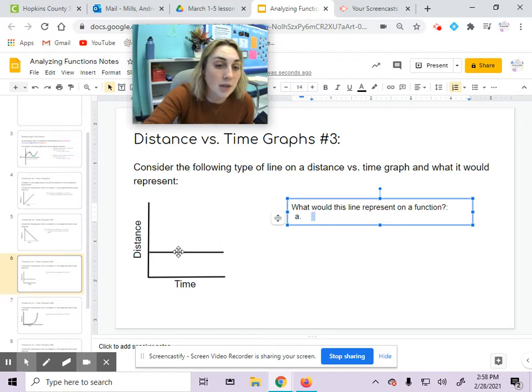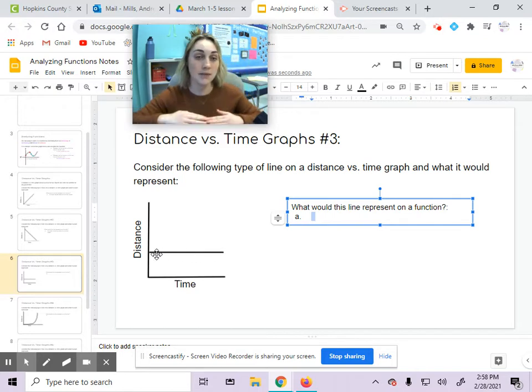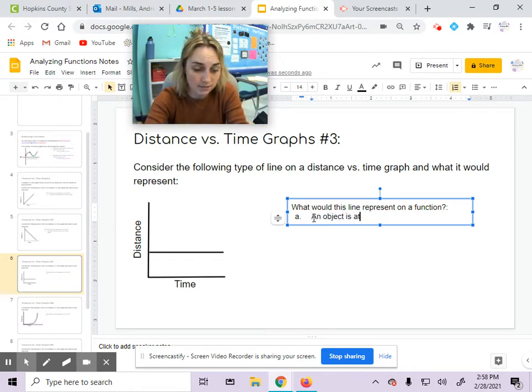So this would be an example of you being at school. Let's say this is home and up here is school. At around 7:40 in the morning, you're at school and you're going to stay here until 3 p.m. in the afternoon. So this is what this would represent. You staying at rest, staying at school the whole day, not getting closer to home, not getting farther away from home. You're staying at a specific place. So how you would describe this is you would say an object is at rest and it's not changing.